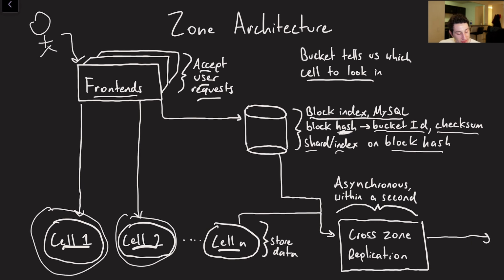The last piece of this puzzle is that we also have some daemon process over here that's responsible for cross-zone replication. So as I'm writing data in one of these cells, this cross-zone replication process is going to be looking at the block index and the cells, and it's going to copy that data from one region over to the other, typically within a second.